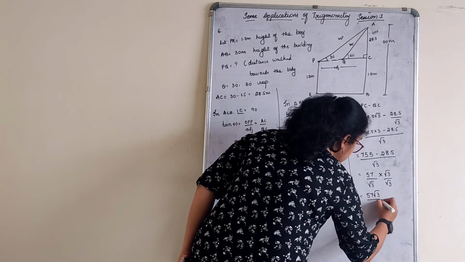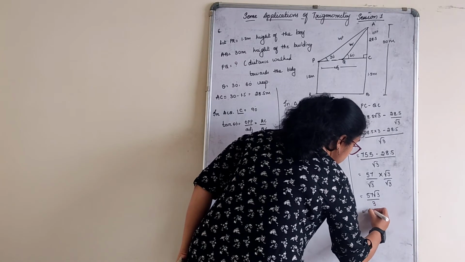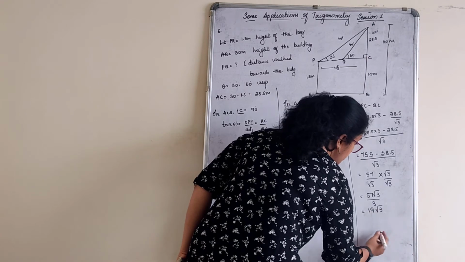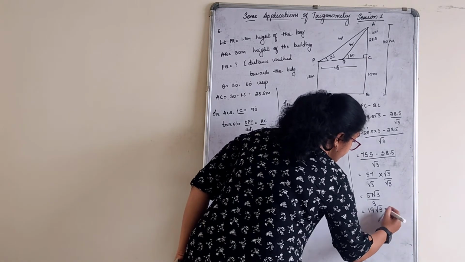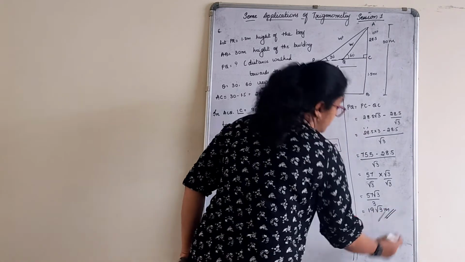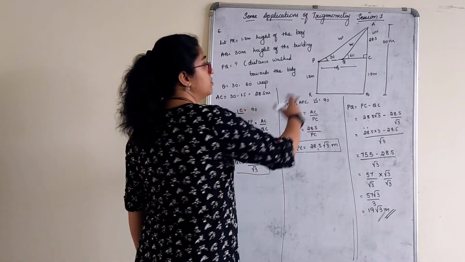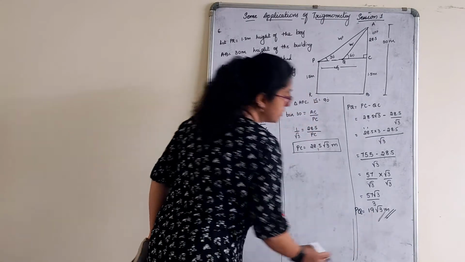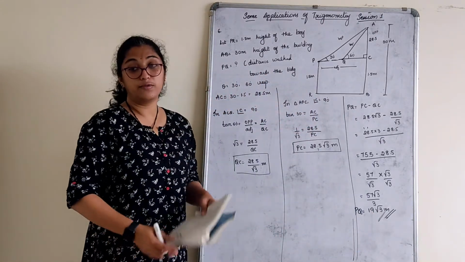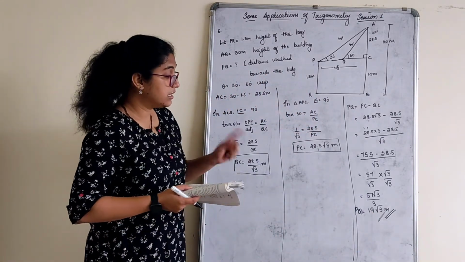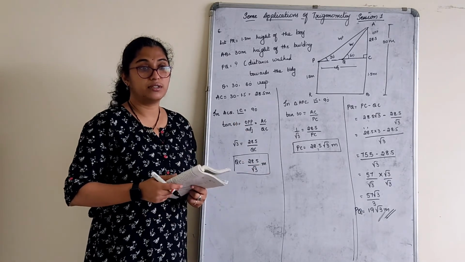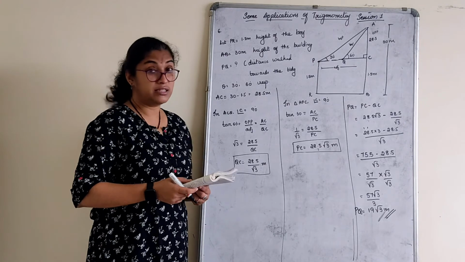57 root 3 divided by 3. 3 1s are 3, 3 9s are 27 root 3 meter. The distance the boy walked towards the building is, give the concluding answer. The distance the boy walked towards the building is 19 root 3 meter. This is how we are supposed to solve it. Very clear? As I have told, answers will be in root 3.